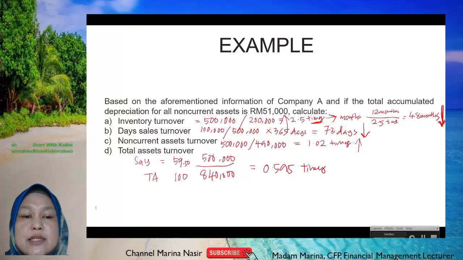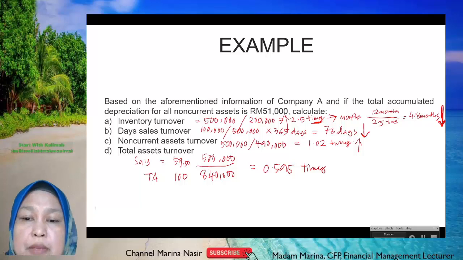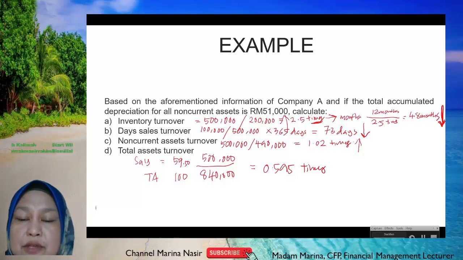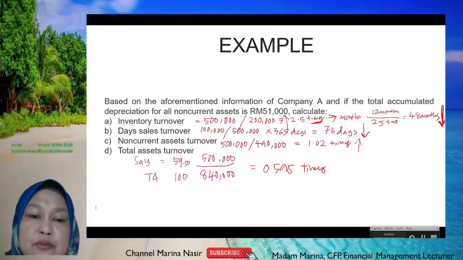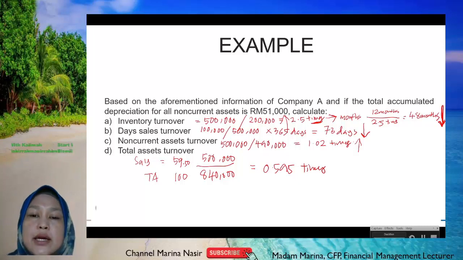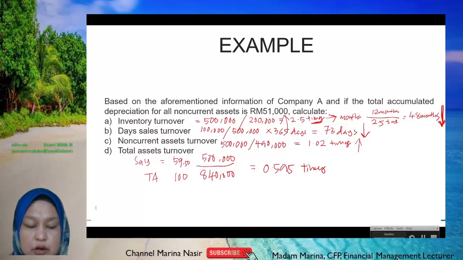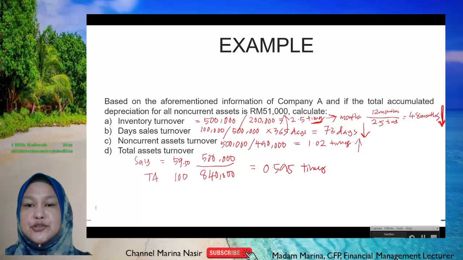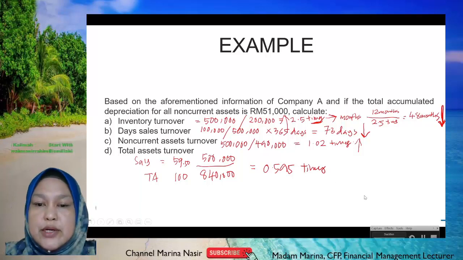So for this ratio also, the higher value or the higher turnover will give the higher performance, or the higher value is better lah. It's more preferable. So that's all for efficiency ratio and also profitability ratio.